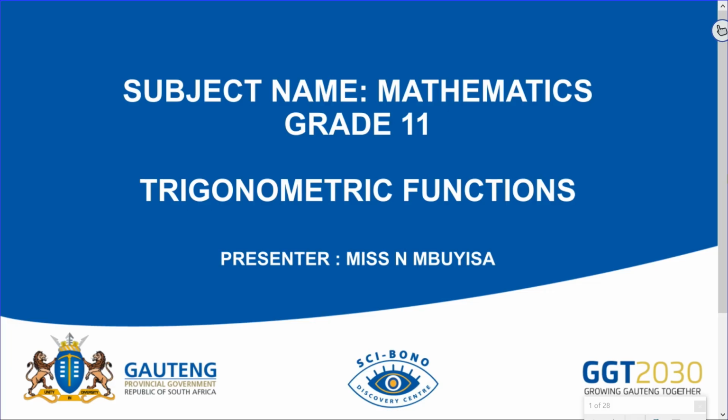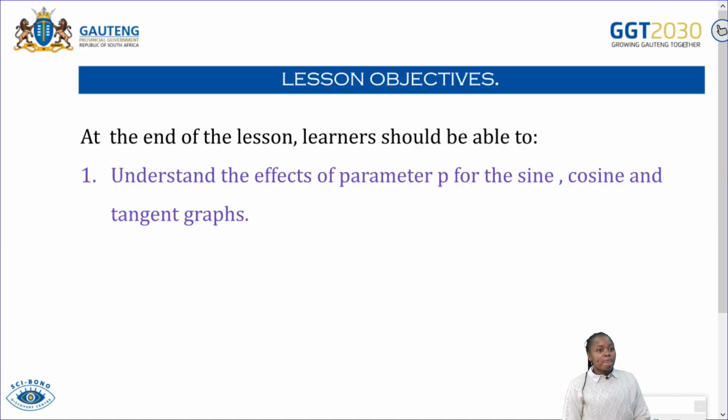In today's lesson, we'll be looking at trigonometric functions. At the end of this lesson, you should be able to understand the effect of parameter P for the graph of sine, cosine, and tangent.